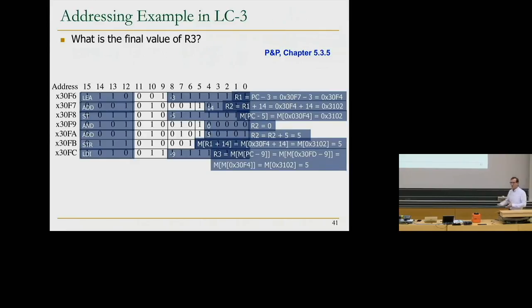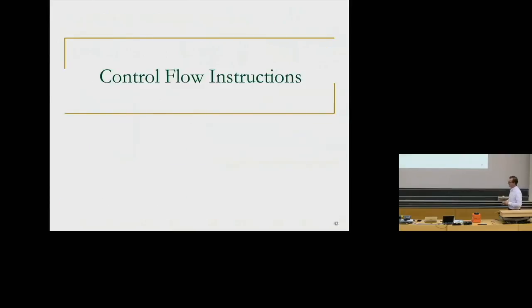So if you're given this machine code, and you're given the specification of the instructions, that contract, the hardware-software contract, you can figure out what the program does. And this is actually in chapter 5.3.5. And the final value happens to be 5.